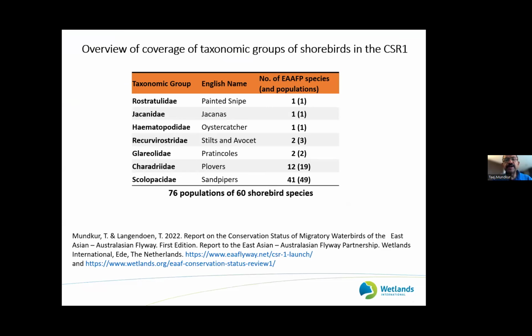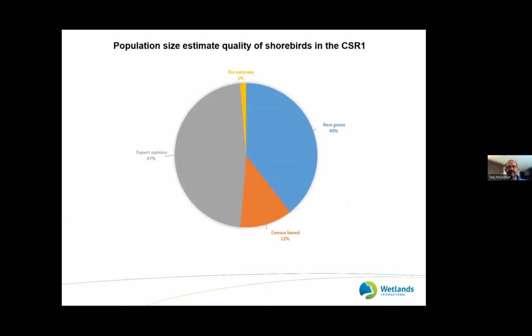Within the Flyway Partnership and the first conservation status review that I referred to earlier, we did include 76 populations of 60 shorebird species across these different families. And this is part of a larger suite of waterbirds that are covered by the partnership. The partnership covers only migratory waterbirds, but the Asian Waterbird Census covers all waterbirds, whether they are migratory or resident. So this is just to provide the context for that.